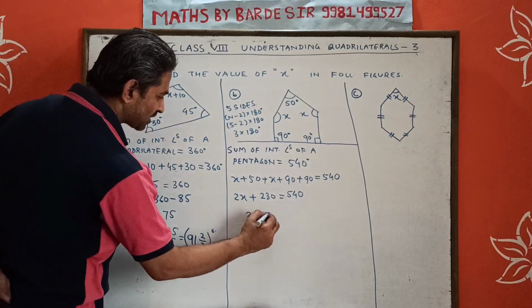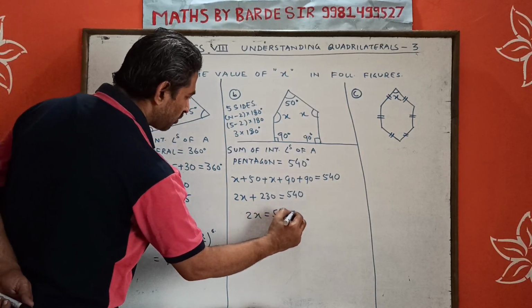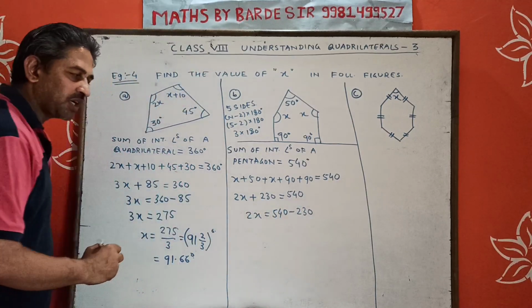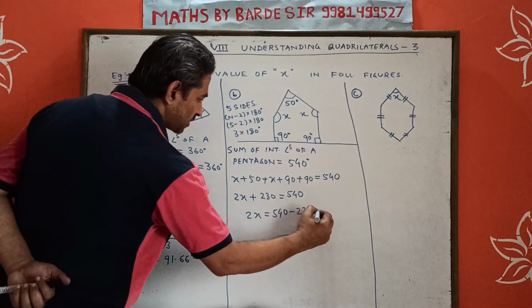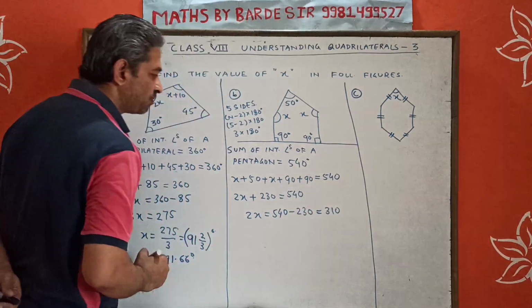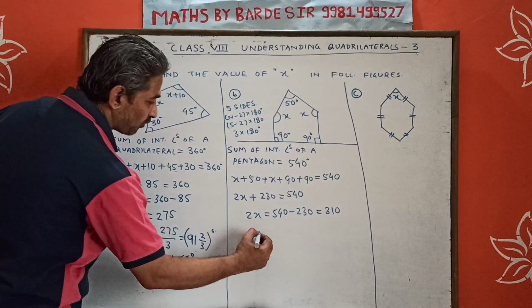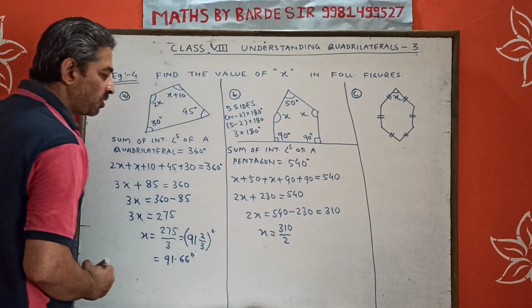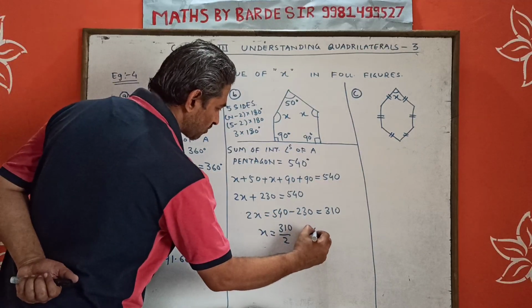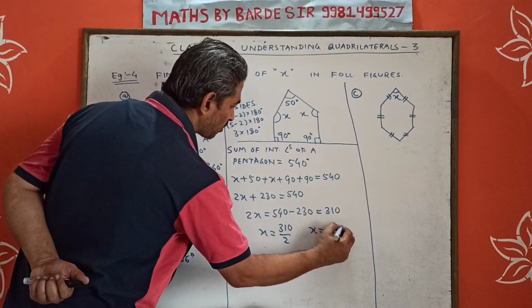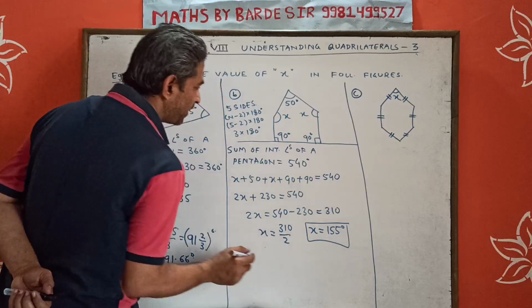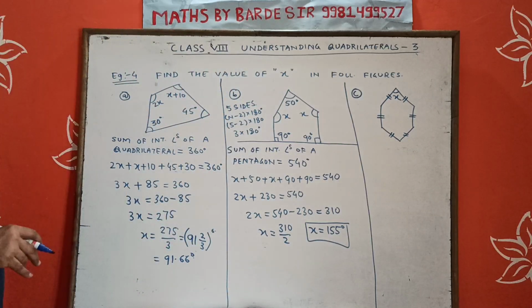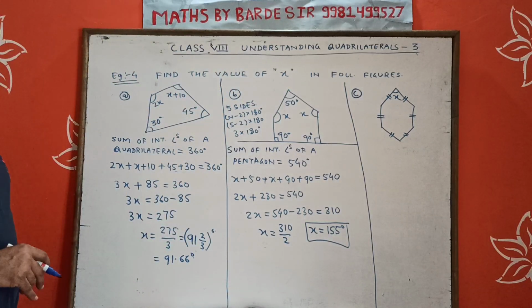That means 2x is equal to 540 minus 230, which is equal to 310. Therefore, x is equal to 310 upon 2. That is, x is equal to 155 degree. So the measures of both the equal angles is 155 degree.